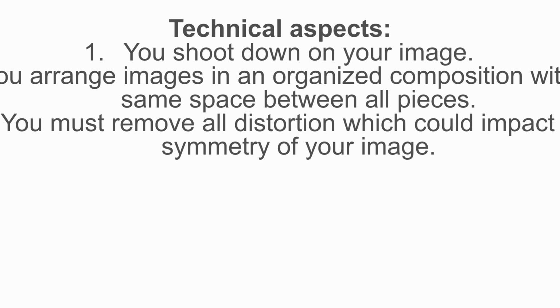But yeah, these are all examples. Now the technical aspects of this are going to be super important, right? This is a little more of a technical shoot. One, you've got to shoot down on your image, which oftentimes when you're shooting down, there's distortion and you're not exactly above it or it's not exactly symmetrical, and we'll fix that in the editing process, right? Two, you arrange your images in an organized composition with the same space between all the pieces. Okay, you don't want to have irregular spacing. Your spacing needs to look exactly the same between everything you lay down in your shot.